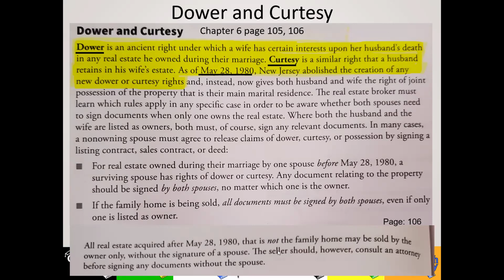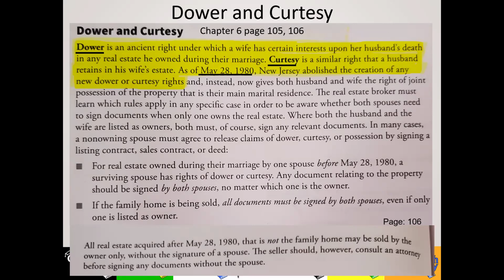All right, everybody good? So why do we need to know about dower and courtesy rights? Well, who needs to sign listing agreements? Who needs to sign the sales contracts? If you got a married couple, do they both need to sign? What if only one is listed as the owner? Well, it depends when they were married. They were married before May 28, 1980, and only one is listed as the owner.